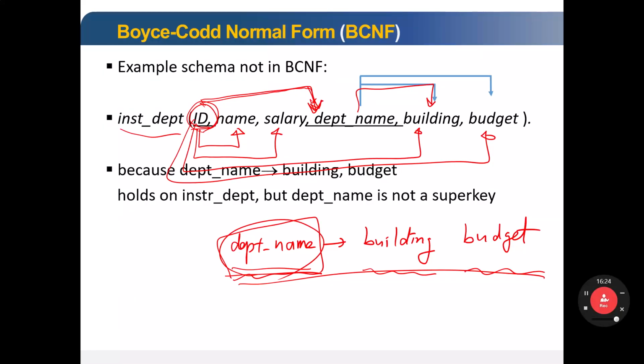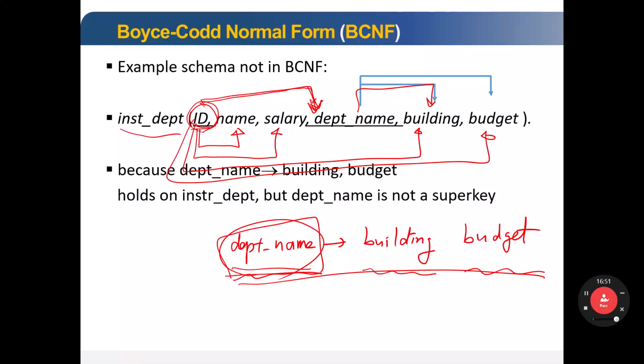But you can also think about whether building determines ID. How come building determines ID? ID can determine building, but building doesn't determine ID. Even if we know the building information, we cannot tell the ID of the instructor, because there can be so many instructors in the building, right?